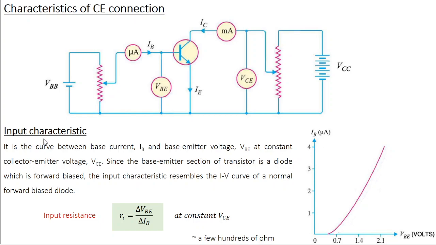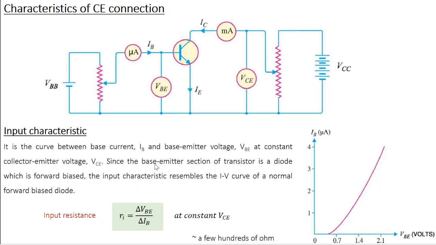First, let's talk about input characteristic. So input characteristic is the curve drawn between base current IB and base emitter voltage VBE at constant collector emitter voltage VCE. As I said in the earlier class, a transistor can be approximated as a combination of two diodes, right? One is the emitter diode, one is the collector diode. So since we are talking about the input side, this is the emitter base diode side, right? Or the emitter diode side, right? And the emitter side is always forward bias, right?